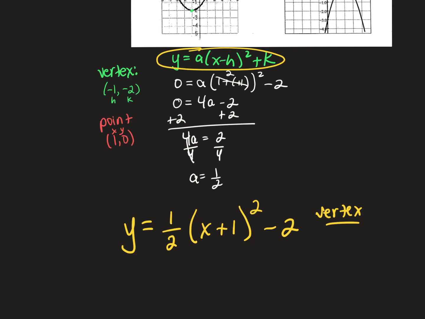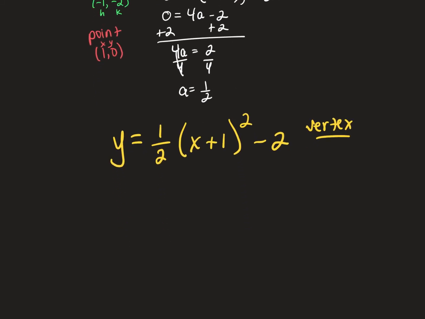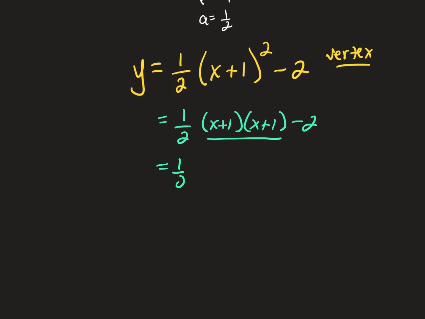But I don't want it in vertex form. I want it in standard form. What do you guys think I have to do from this point? There's nothing to plug in. We have to algebraically work it out. What does x plus 1 quantity squared mean? That we foil it. So we're going to take care of the foiling first, guys. Foil first.